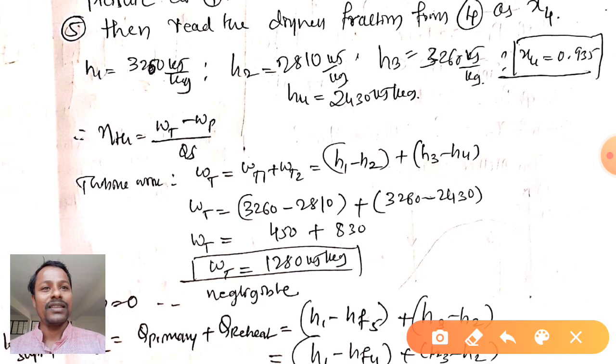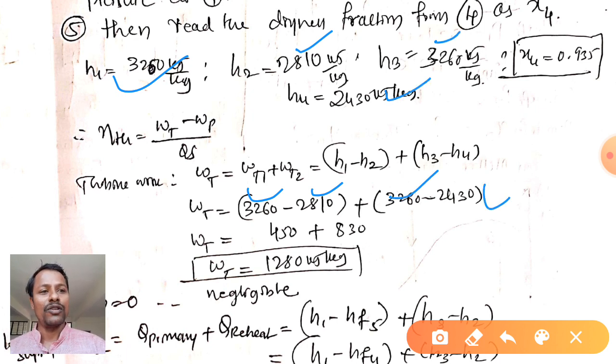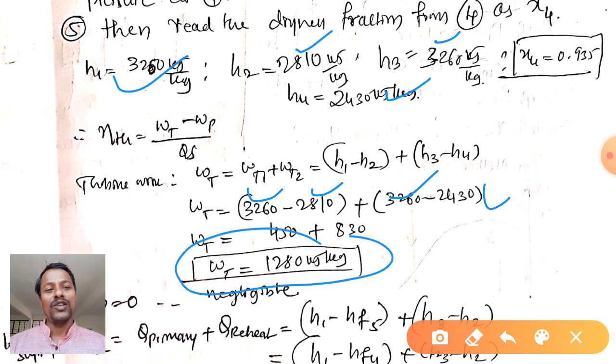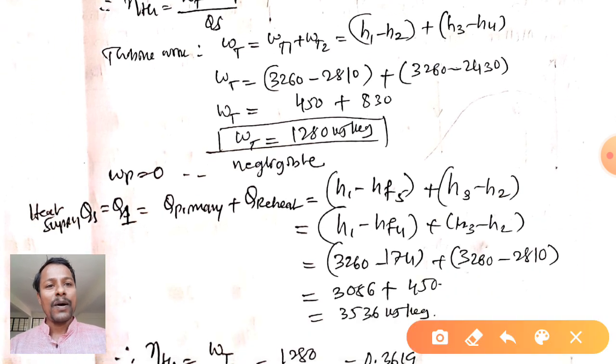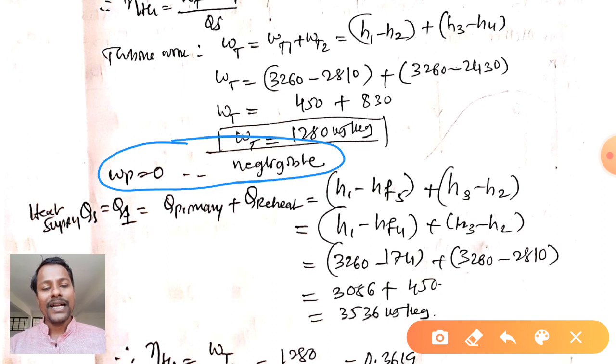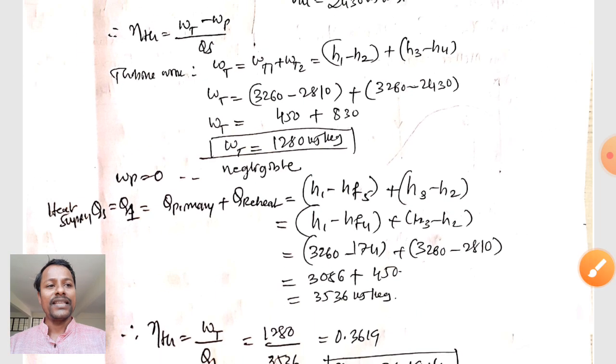Here I substitute H1 as 3260, H2 as 2810, then H3 as 3260 again, then H4 as 2430. We substituted all 4 values. After operating the calculator, I will be able to get the turbine work as 1280 kilojoule per kg. Friends, the pump work we have neglected, so I am considering WP equal to 0. Let us calculate the heat supplied in the reheat cycle.